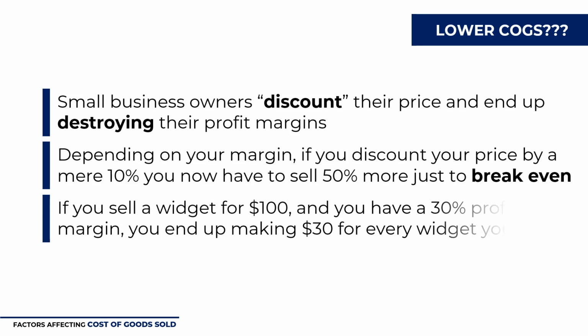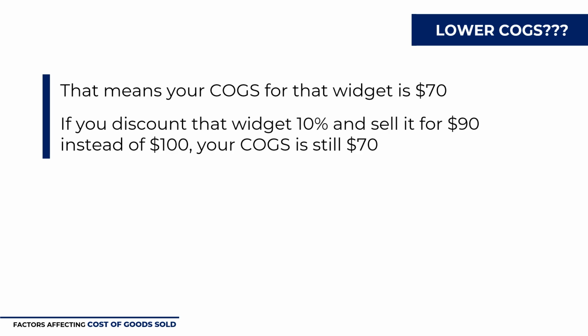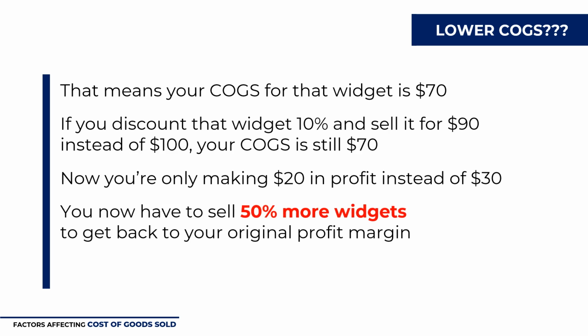If you sell a widget for $100 and you have a 30% profit margin, you end up making $30 for every widget you sell. That means your cost of goods sold for that widget is $70. If you then discount that widget 10% and sell it for $90 instead of $100, your COGS is still $70. At this point, you're only making $20 in profit instead of your original $30. You now have to sell 50% more widgets just to get back to your original profit margin.